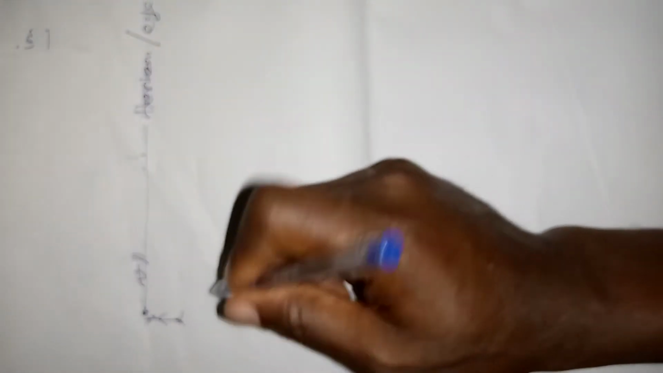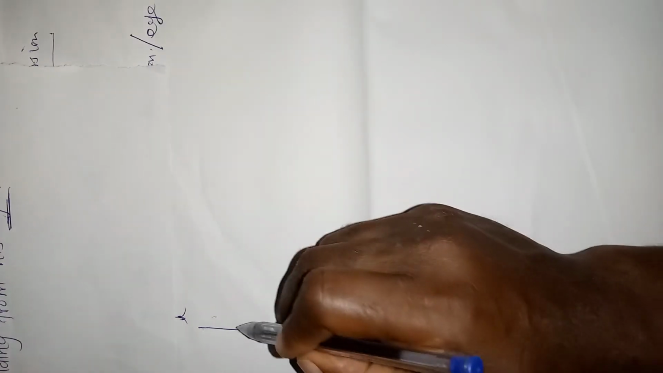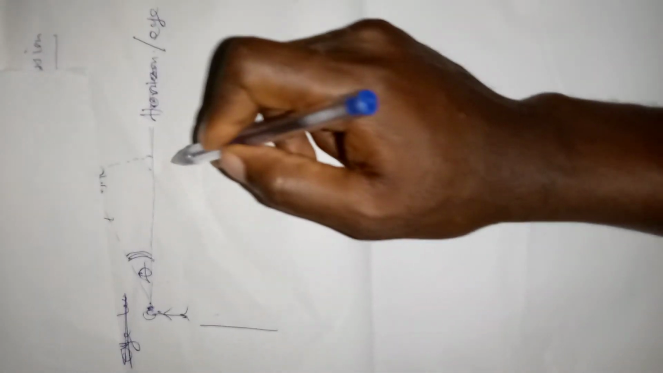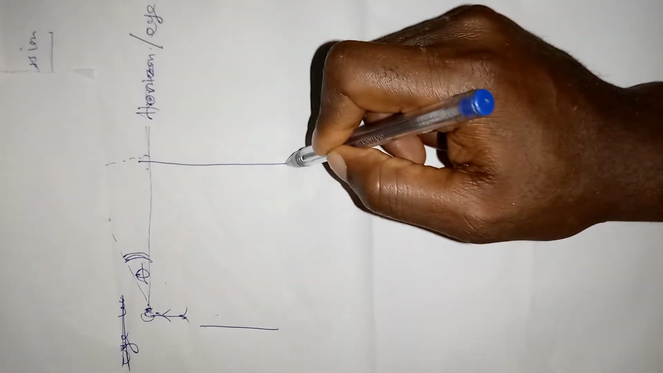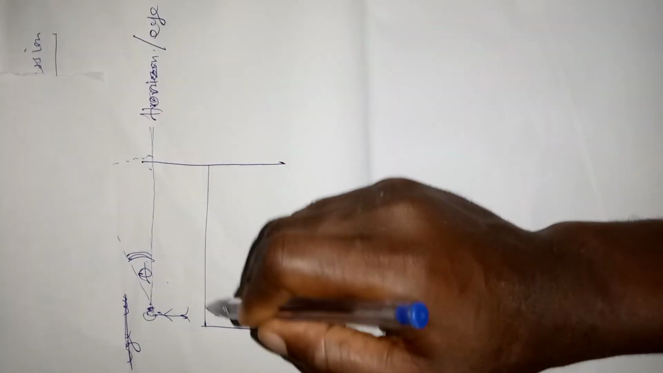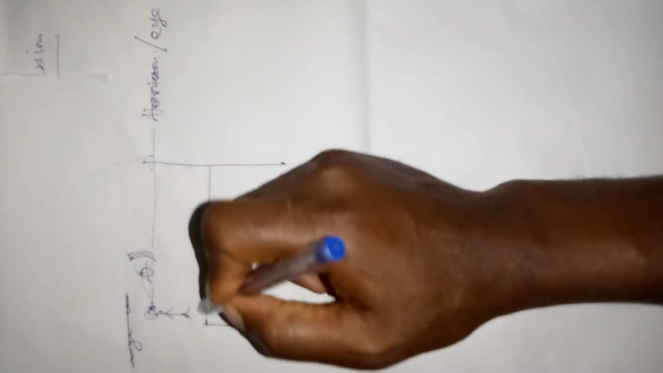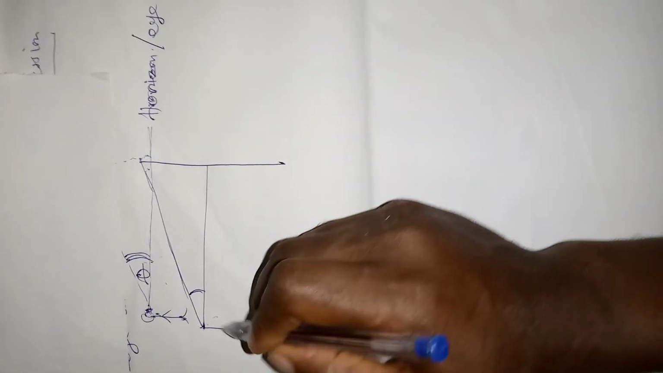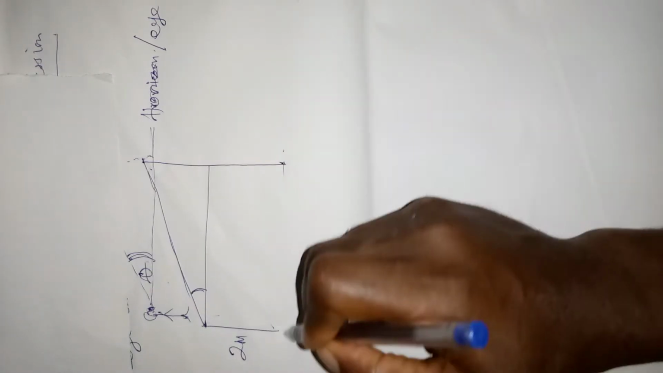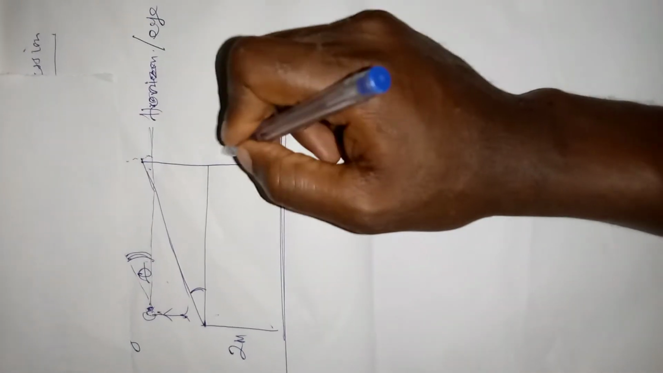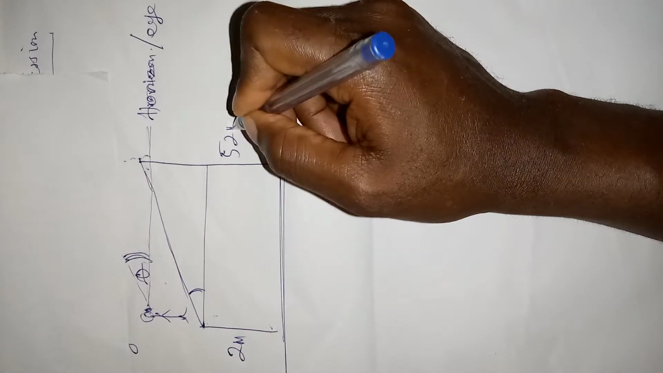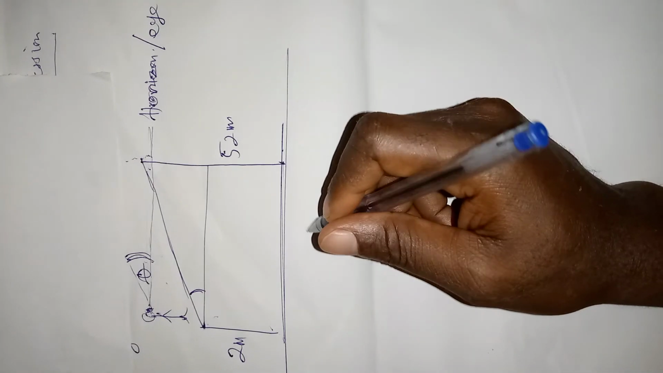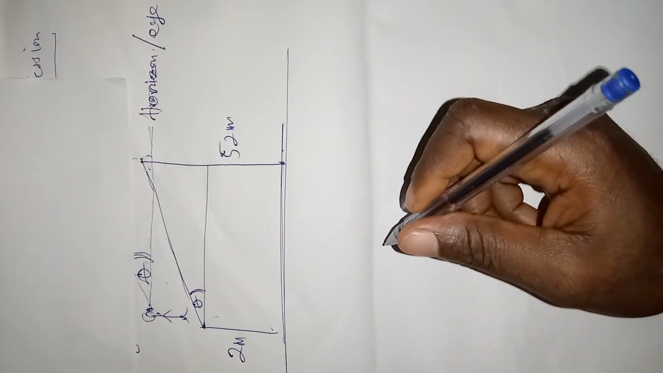So if this is the man, if this is the height of the man, then the building will be taller. Right. The building will be taller. So the eye level of the man is situated here. And the man is this tall. And the building lying on the ground is 52 meters. Let's label this angle theta.